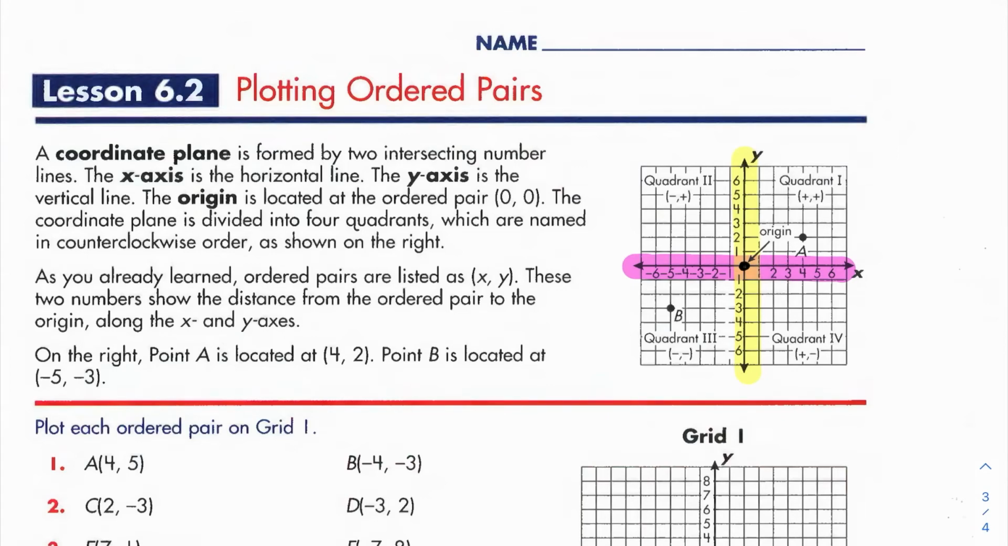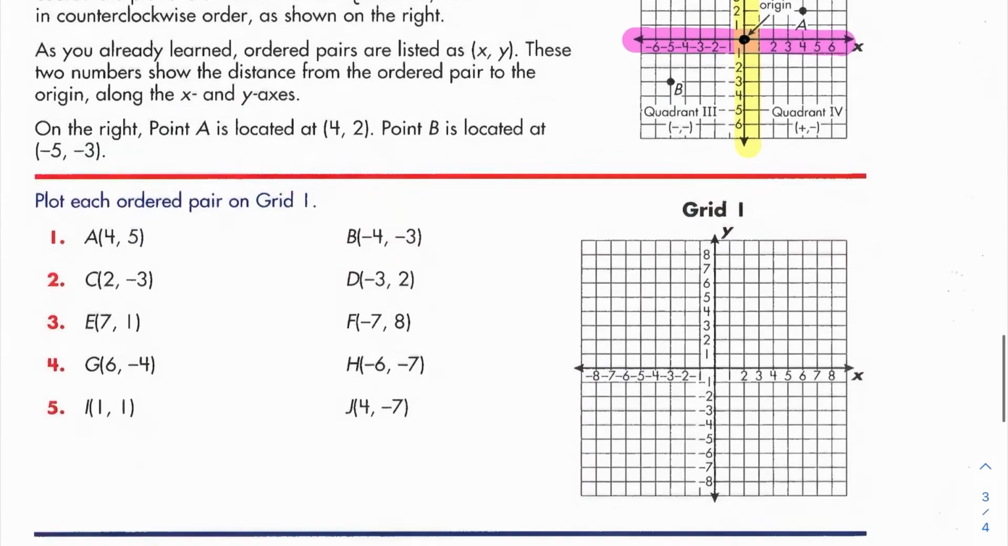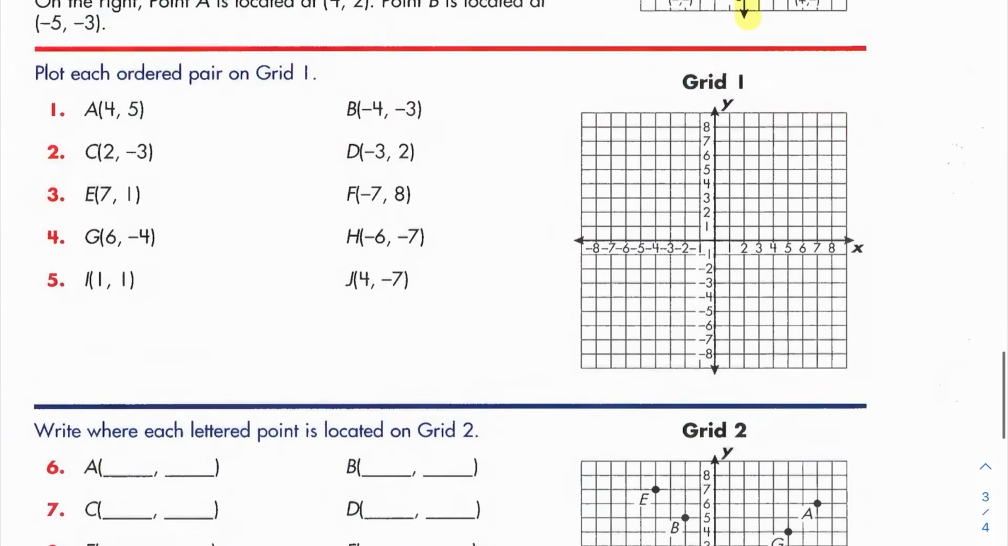Let's go ahead and look at the first set of examples on this page. The directions say plot each ordered pair on grid 1. The first example is point A, which is 4, 5. Both x and y are positive, which we've already looked at, so I'm going to let you do that one on your own, and I'm going to do point B with you.